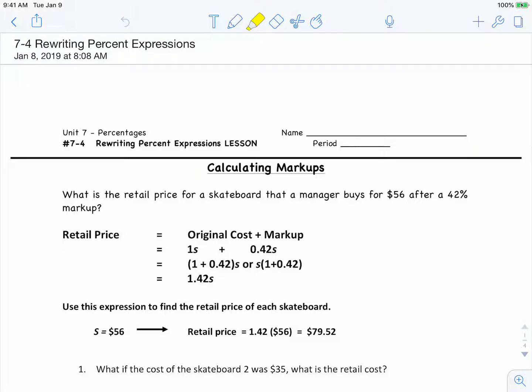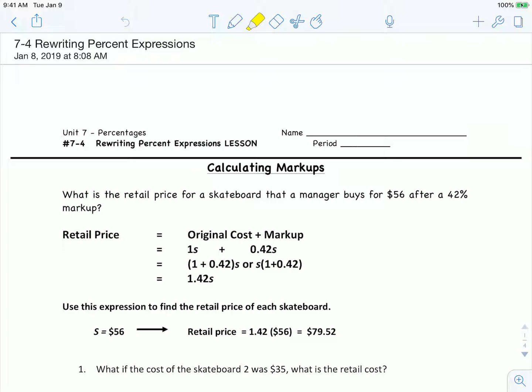Okay, so today we're doing 7-4, which is the rewriting percent expressions lesson. We're going to be calculating markups first. Actually, what we did yesterday was a markup. We had to pay 100% of the price of the product, and we had to pay sales tax. This is similar, it's just going to be more markups.